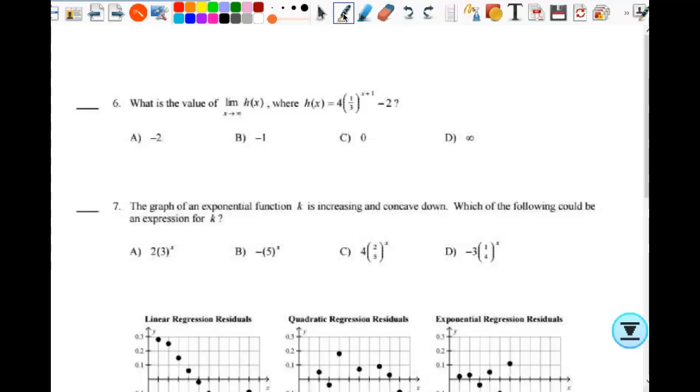Okay, so the first thing I want to do is figure out on this one. So it says, what is the value of the limit as x approaches infinity of h of x, where h of x equals this function? So the first thing I want to do is figure out if it is exponential growth or decay. So since b is less than 1, that tells me it is decay. And there is no reflection here, so it is decay.